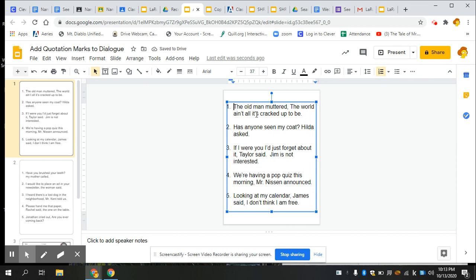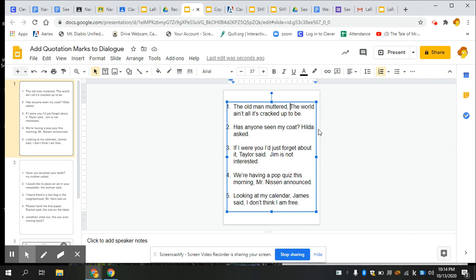The first sentence says, "The old man muttered, 'The world ain't all it's cracked up to be.'" The first part, "the old man muttered," I know that's a tag because of the word muttered. It's telling me that this is how the old man said the next part of the sentence. I also notice that the is capitalized because we capitalize any sentence that is spoken.